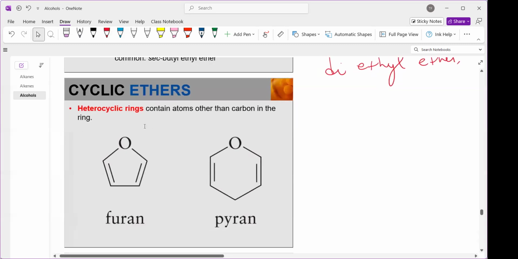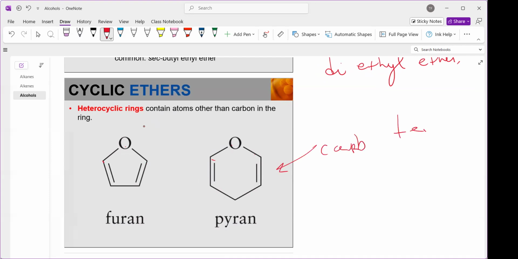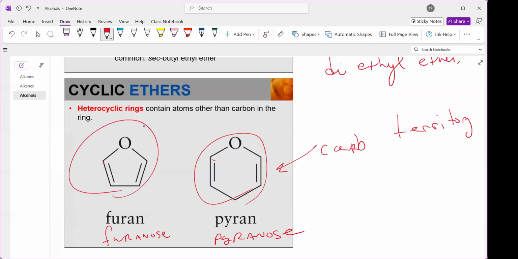Okay, ethers can also be cyclic. We have COC, COC. And this is big time carb territory, because we have furanoses and pyranoses. So we have 6-membered carbs, 5-membered carbs. This is what fructose looks like. Fructose is a furanose. Glucose is a pyranose. Bottom line, they can be cyclic like all the others.